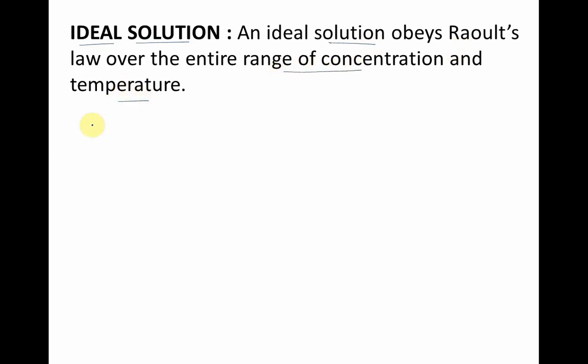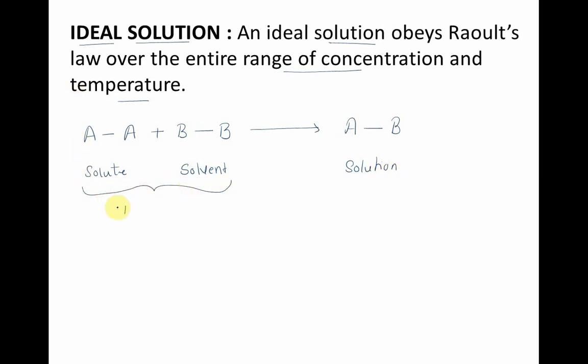Simple example, I will take two components A and B. One is a liquid solute, another one is a liquid solvent. When these two get combined with each other, we get a homogeneous solution, that is AB. This is the solution. Now I'm going to check the intermolecular forces in the reactant molecules, and I am also going to check the intermolecular forces in the products. When I compare the intermolecular force of reactants and products, both are the same.